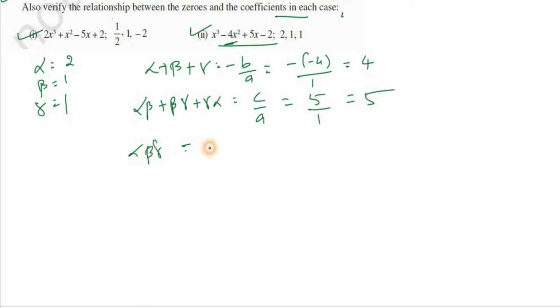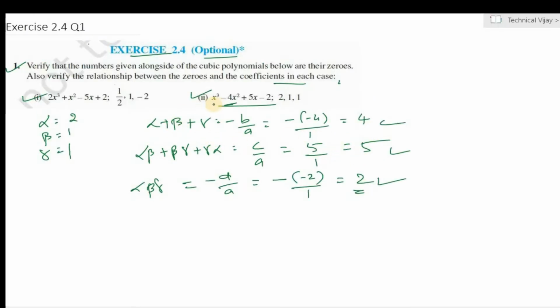Alpha beta gamma is equal to minus d by a, which is equal to minus of minus 2 divided by 1, which is equal to 2. These three we have got from the coefficients and the formula. So now we will verify as per this one. That is, alpha plus beta plus gamma is equal to 2 plus 1 plus 1, which is equal to 4. So this is 4, this 4 equal.